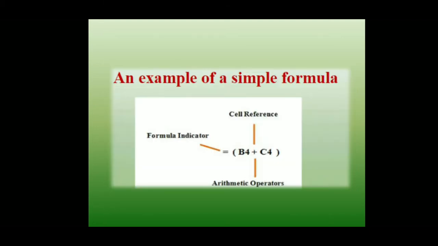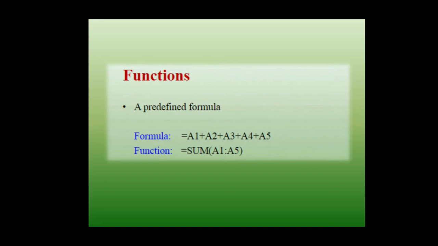You can see the example of this simple formula, B4 plus C4. Now B4 and C4 are the cell references. Children, please make a note of all these things. Reference means from where you are picking up the value. In Excel, every cell has an address. That address is called the cell reference, and the values in those cells are the actual values on which the operation is to be performed. The plus sign is an arithmetic operator, and equal to tells the computer that this is a formula, not an expression.